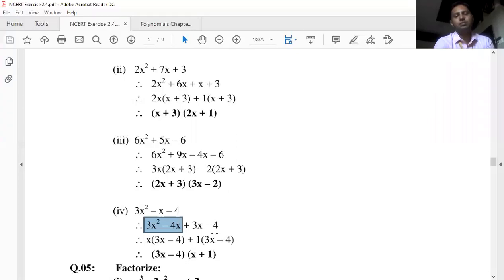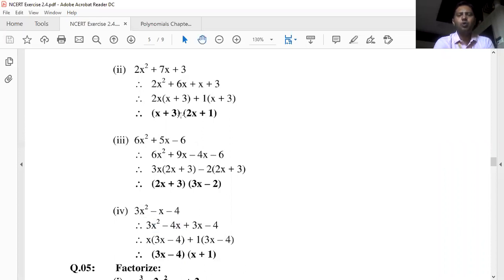And in the last two terms, there is 3x minus 4. We don't have anything common, so we can take common 1. So we are left with 3x minus 4 again. Now we have 3x minus 4 common in both the terms. We can take 3x minus 4 common, left with x plus 1. So this is the factorized form for question number 4 also.